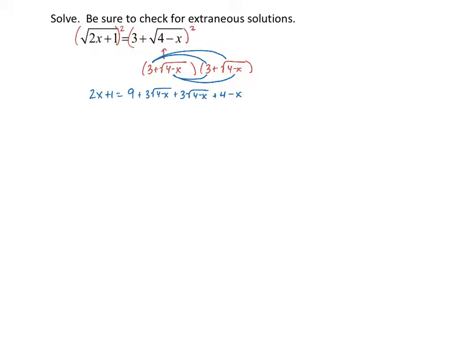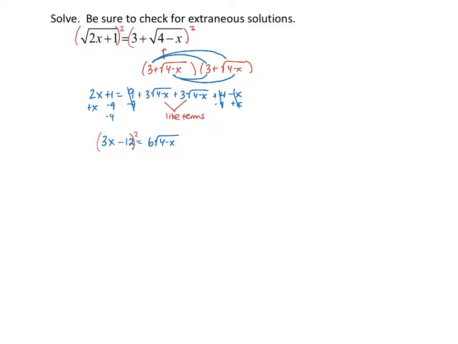So let's work on getting everything with a radical on one side, everything without a radical on the other side. I'm going to subtract 9 from both sides, subtract 4 from both sides, and add x on both sides. Simplifying this gives us 3x, and 1 minus 9 minus 4 gives us minus 12. Then we can also combine the like terms here in the middle. If we have 3 and then 3 more of them, we really have 6 of the square root of 4 minus x. We're now ready to square both sides again to get rid of the second radical.